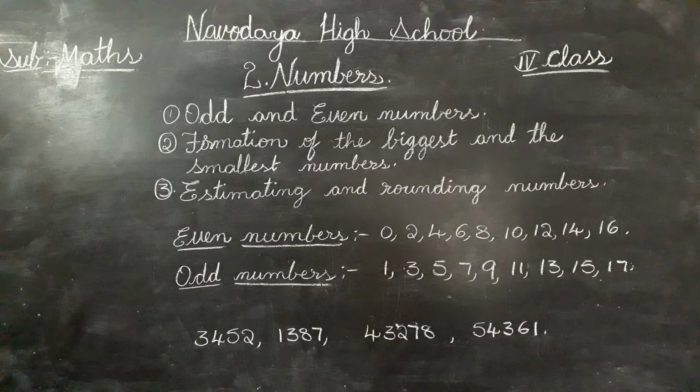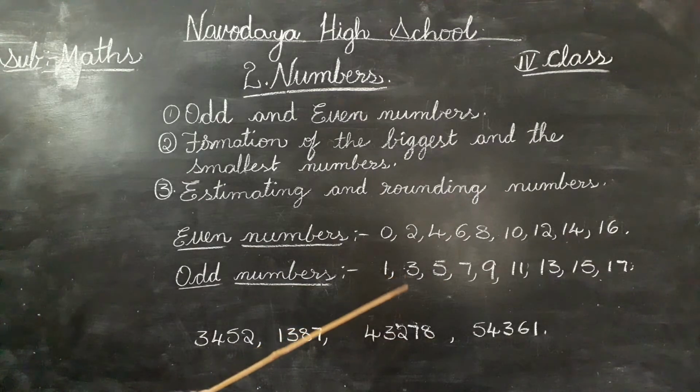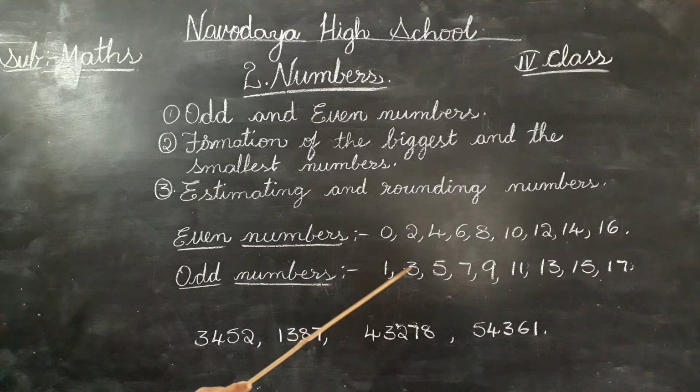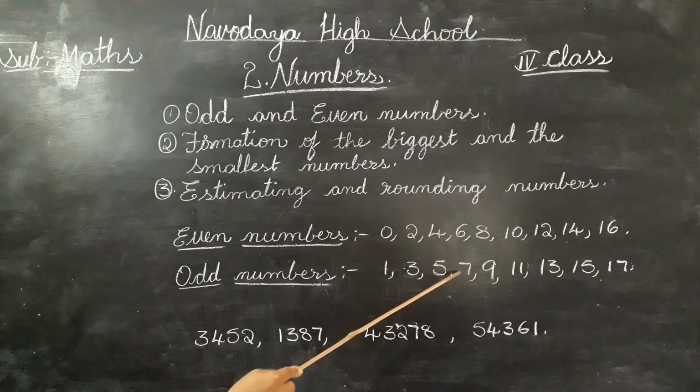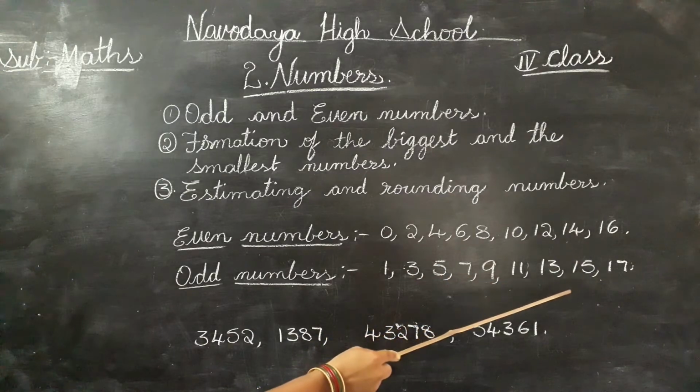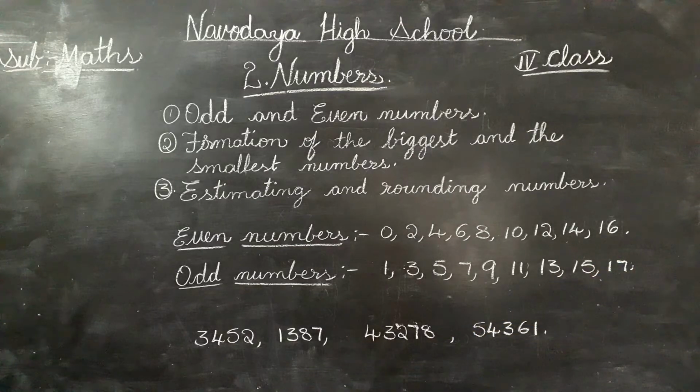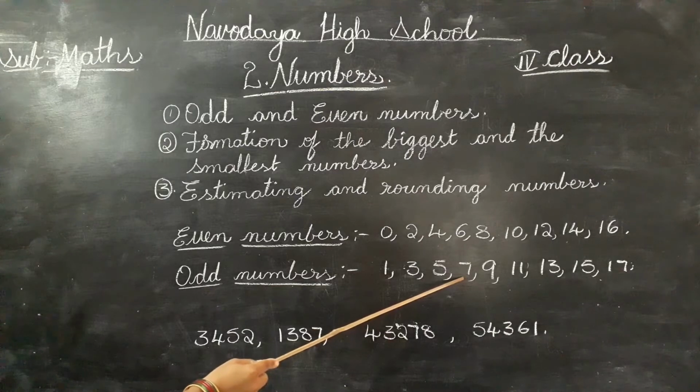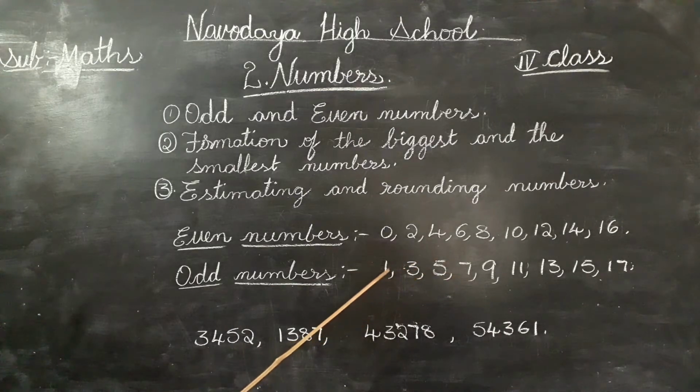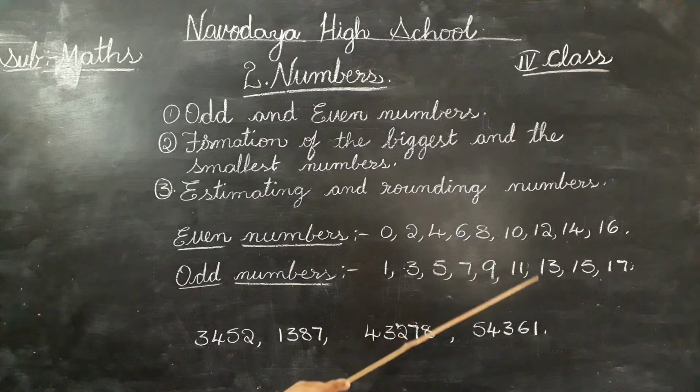Next, odd numbers. Observe the pattern that occurs in the ones place of these numbers. The pattern forms with increase of each successive number by 2. 1, 3, 5. Here the number is increasing by 2. 5, 7, 9, 11, 13, 15, 17, 19, and so on. Starting from 1, that is 1, 3, 5, 7. So odd numbers always have 1, 3, 5, 7, 9 in their ones place value.